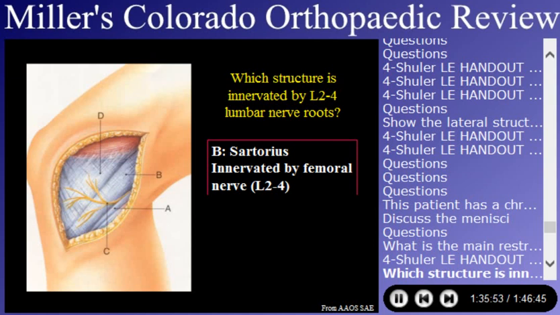Who's got this one? Sartorius. Well, then the question is why not A? That's a gracilis, right? One of the things I actually had to look up, this is prior, is that gracilis is innervated by the femoral nerve, but L2 to L3. It doesn't have L4. Just a nitpicking question.